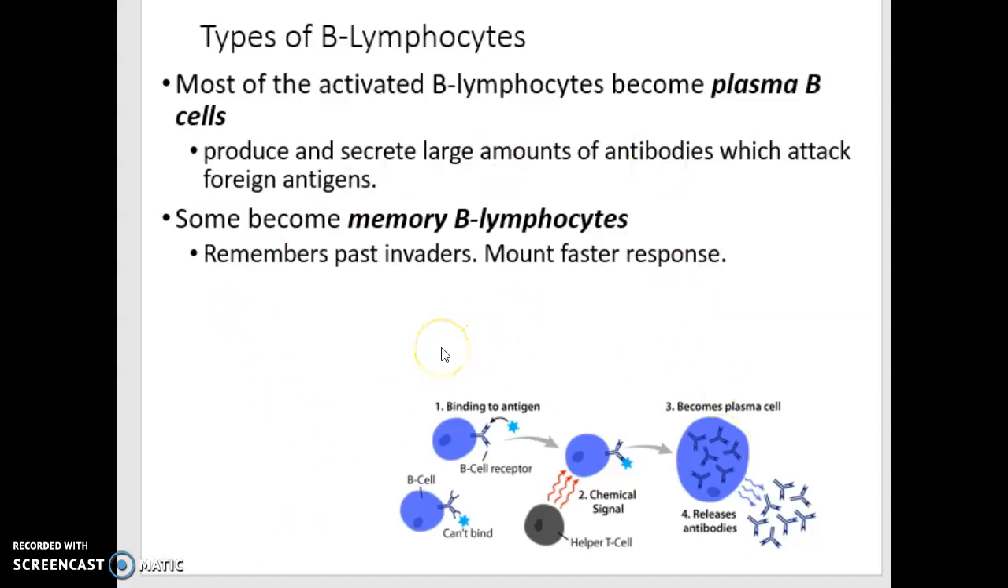So for COVID, and there's some reports of a second infection, it's thought that the people who got it twice did not make enough memory B cells, or they did not live very long, so they couldn't mount a second response very quickly.